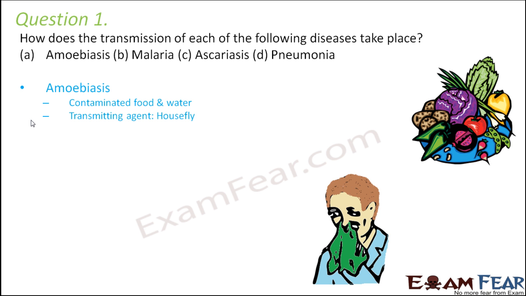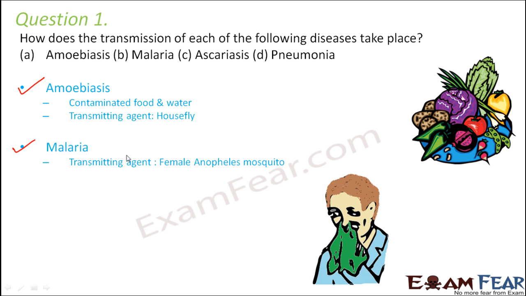So amoebiasis is nothing but amoebic dysentery. This is caused by the pathogen Entamoeba histolytica and it is transmitted through contaminated food and water, and the housefly acts as a transmitting agent. That is, it acts as a carrier which can transmit the parasite from one person to another.